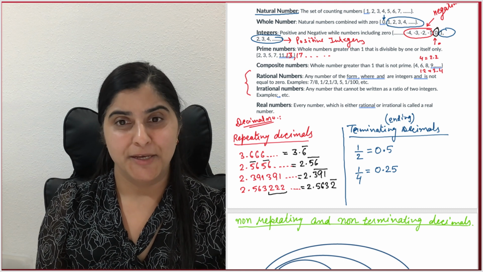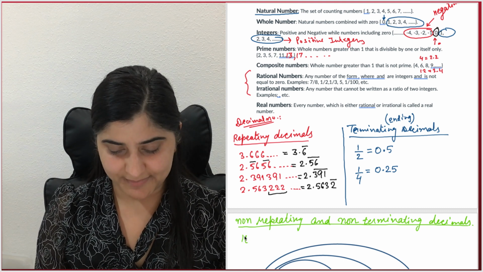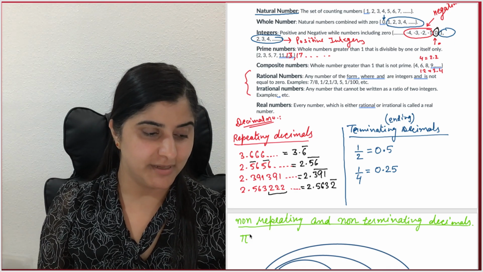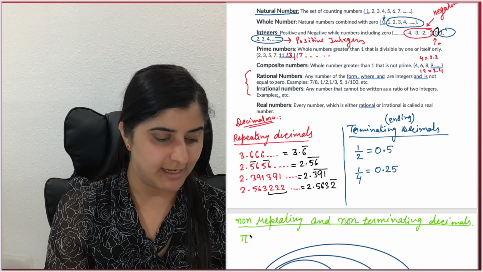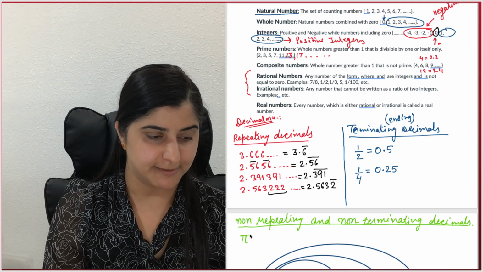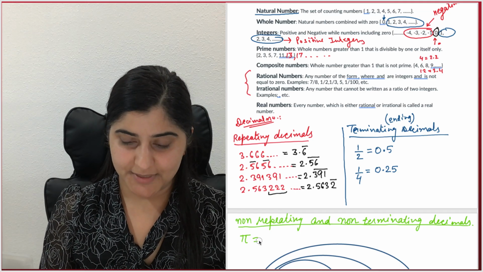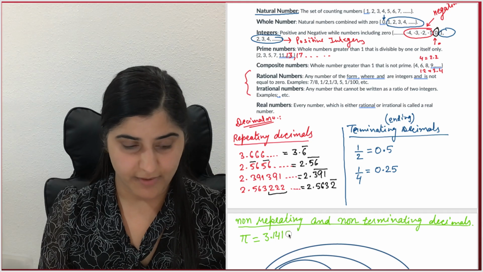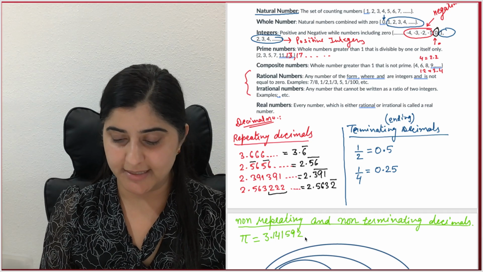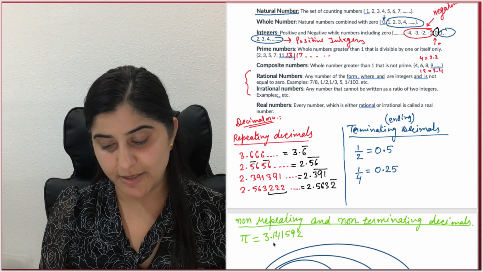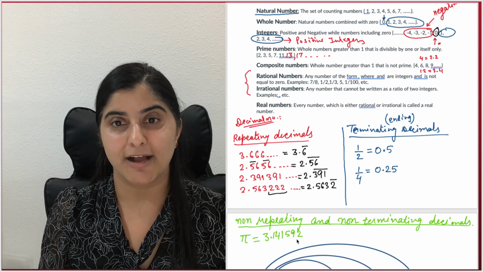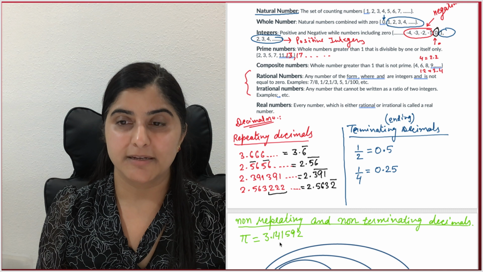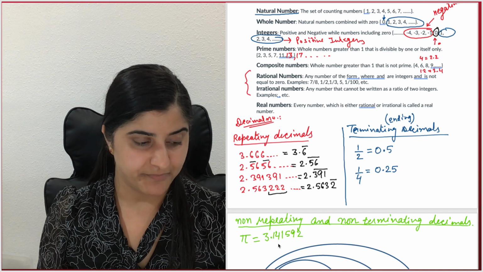Okay, did you think about pi? So please look at your calculator. Please evaluate the decimal value of pi on your calculator. If you see, it is 3.141592, and this is never ending, and you see that no pattern is repeating itself after the decimal. So this is a non-repeating, non-terminating decimal number.